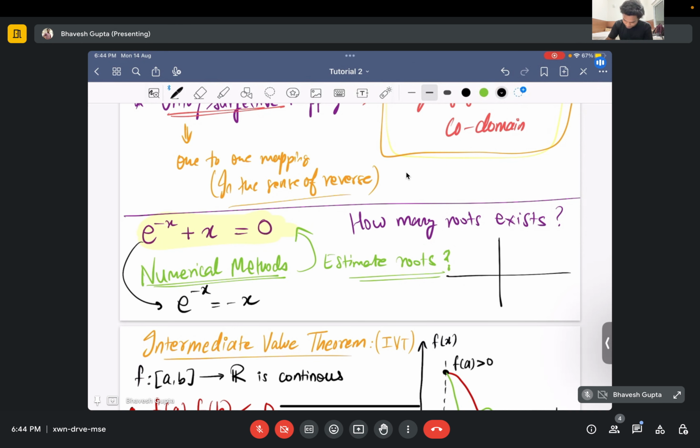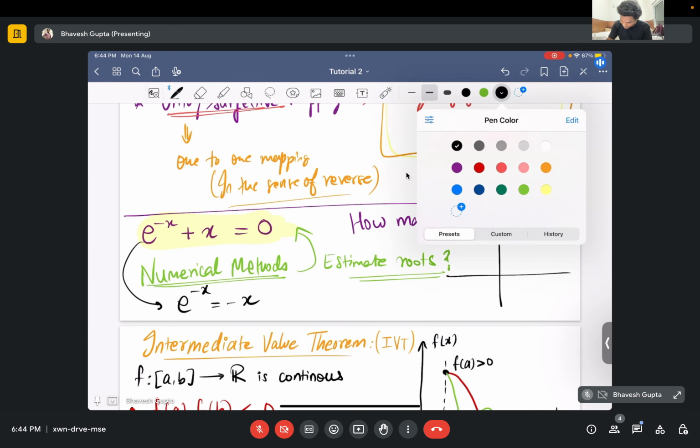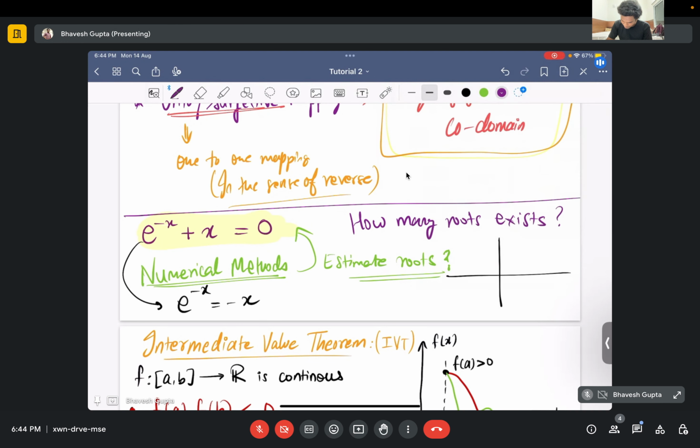We clearly know that. See, this is your y equal to minus x. This is the line, okay? See, you can see there are two lines, right? One line is basically e to the power minus x. Another line is y equal to minus x. And if these two lines intersect, the point of intersection is your root.